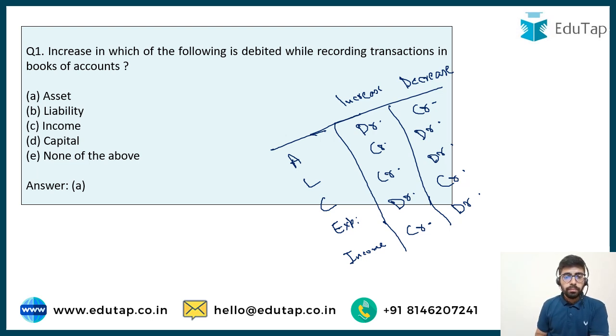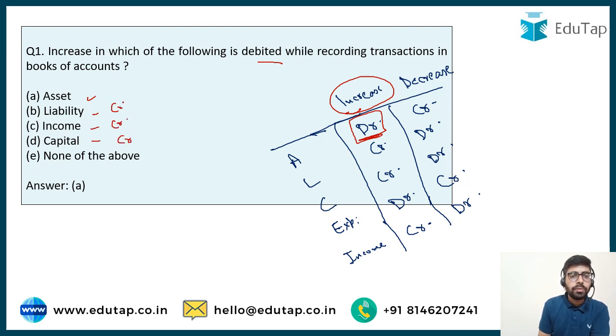So we are being asked which of the following is debited. Increase in which of the following is debited. So we have to see the increase column, and the asset increase is debited. Yes, it is debited. Increase in asset is shown as debit. Increase in liability, no, it is not a debit, it is a credit. Increase in income is a credit. Increase in capital is a credit. So clearly the answer is going to be option A.